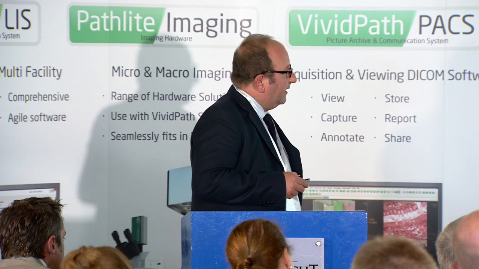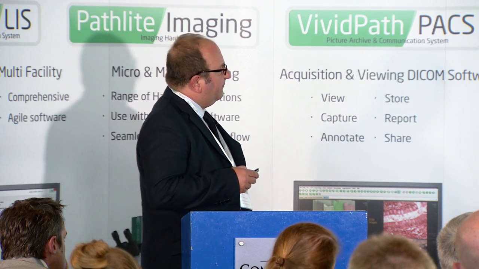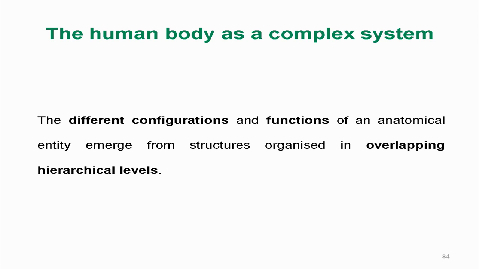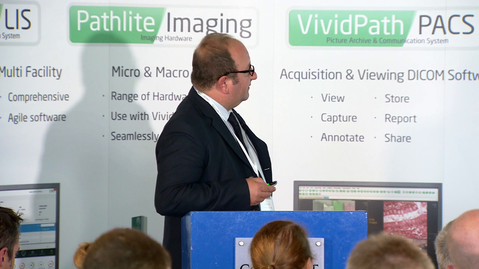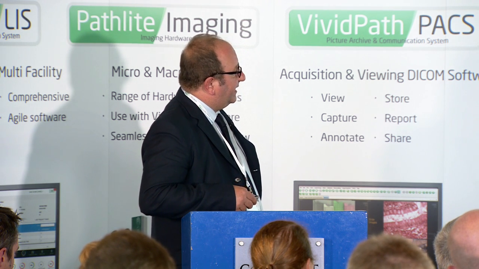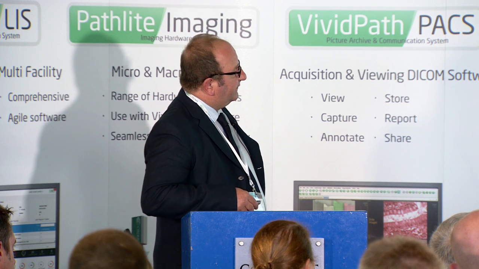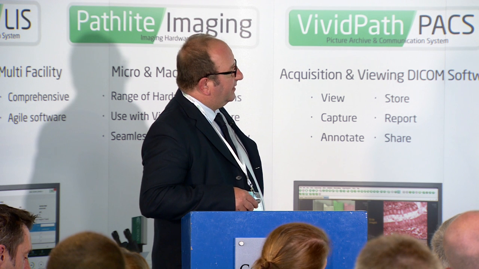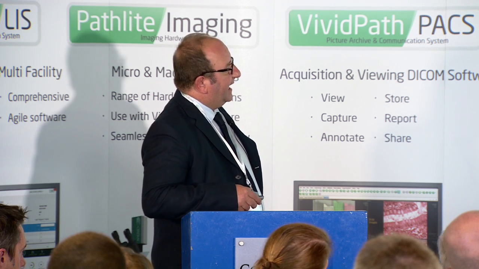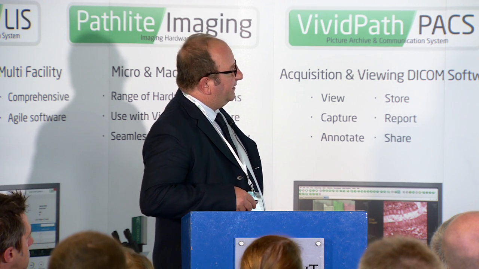Another important concept is that the different configuration and functions of an anatomical entity emerge from structures organized in overlapping hierarchical levels. In fact, we can represent the complexity of the anatomical structure in a graph with hierarchical levels, because we can study the biological system at the molecular level or at the subcellular entity level, for example, the change of mitochondria and other organelles, at the level of cells, at the level of tissue, of the organs, or the apparatus, or the entire organism. And the more the complexity increases, the more the hierarchical level increases.